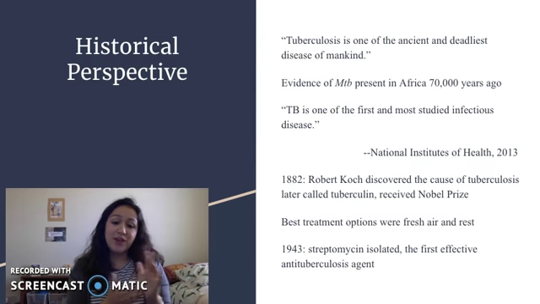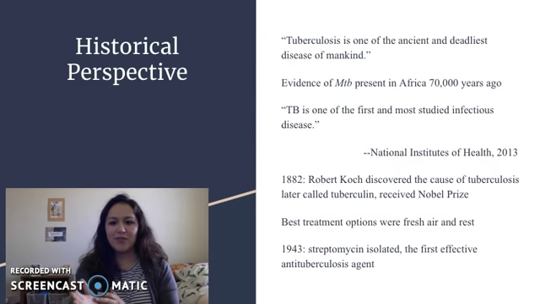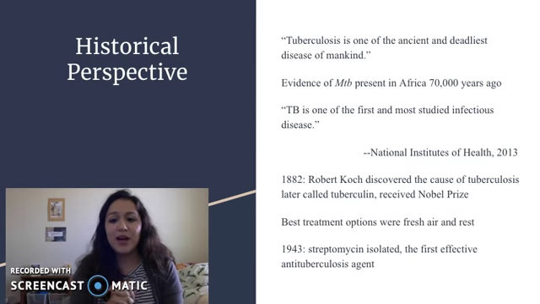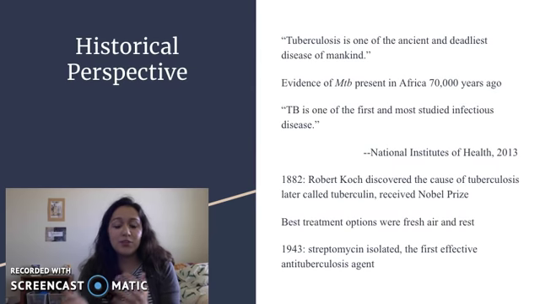In terms of a little history, a little lesson is that TB has actually been around for a really long time. So this was a quote that I took from the NIH in 2013. Tuberculosis is one of the ancient and deadliest diseases of mankind. This is very true. The evidence of MTB, which is short for Mycobacterium tuberculosis, is present dating all the way back 70,000 years ago in Africa.